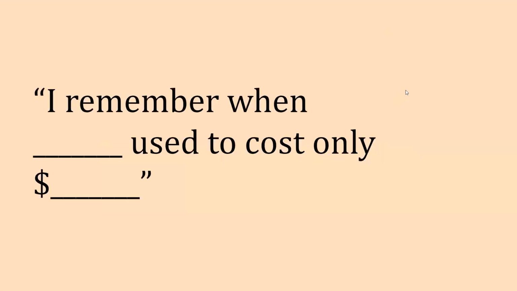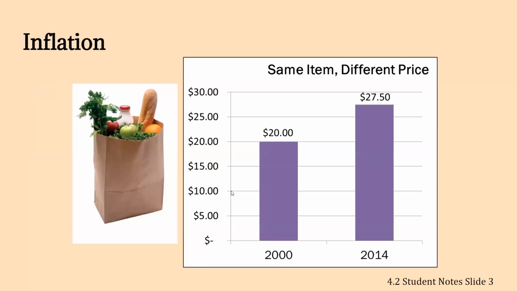So just to start us off, think about something that cost a different amount 10 years ago. You're going to fill in these blanks for yourself. I remember when blank used to cost only blank dollars. For example, I might say, I remember when a candy bar used to cost only 75 cents. Now they cost like $1.25 or $1.50 or something like that. The reason why a candy bar costs more now than it used to is because of inflation.